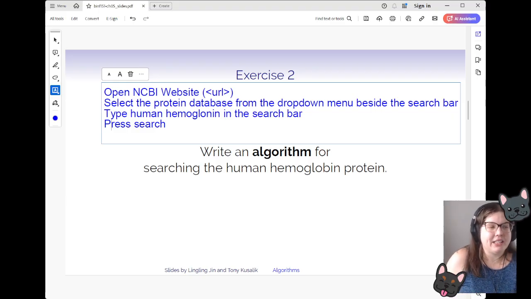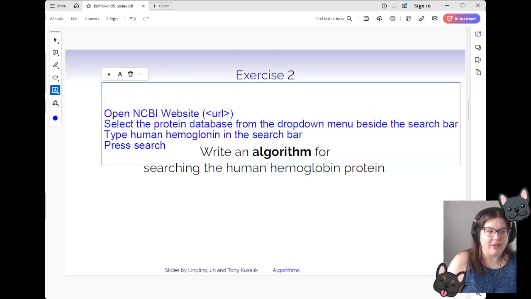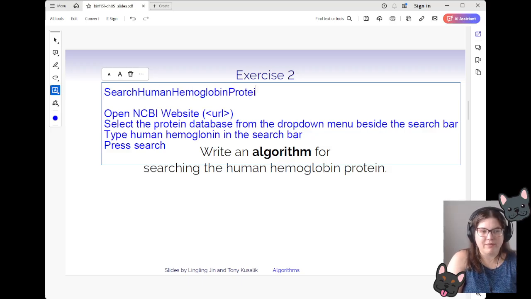So if we execute all of these different things, what we'll end up doing is, again, searching for the human hemoglobin protein on this NCBI website. So this collection of 4 actions should be enough to be the algorithm for searching the human hemoglobin protein. Now, oftentimes we like to give our algorithms a name. So in this case, I'm going to call it search human hemoglobin protein.